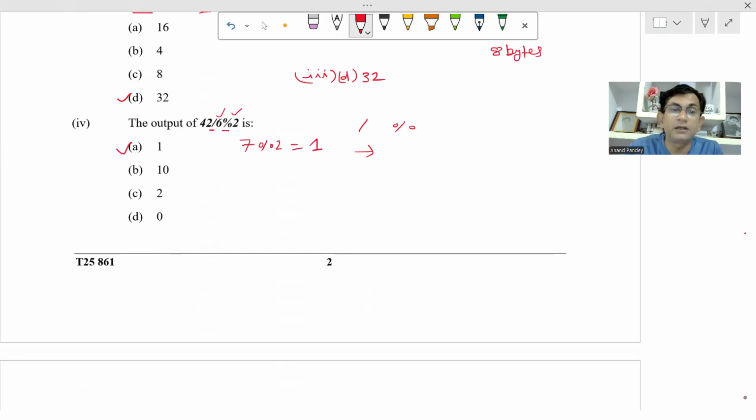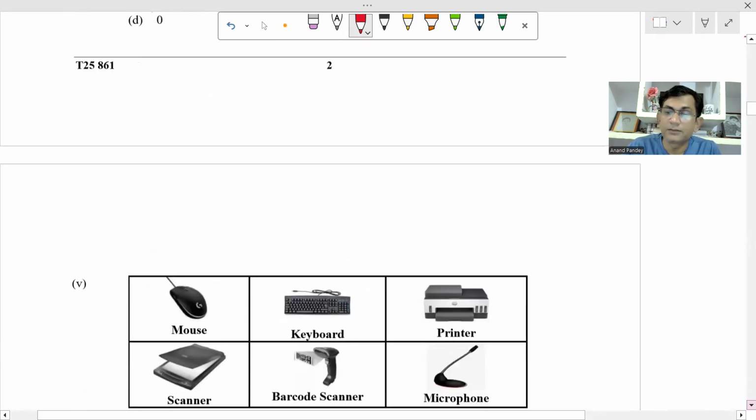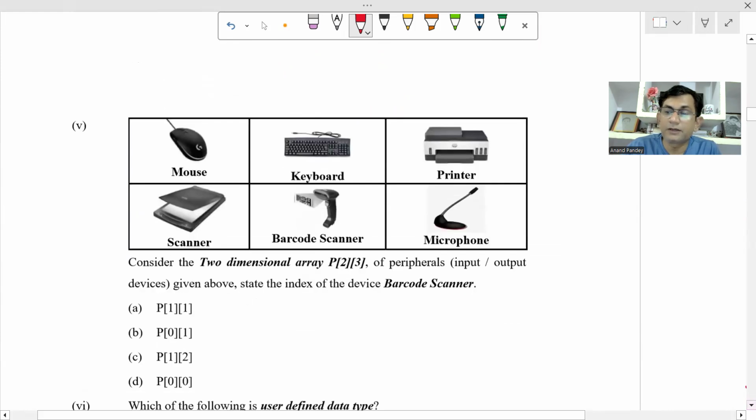So answer will be 1. So you write like this: 4a, 1. Okay, simple operator precedence. Now next question, question number 5 of this.